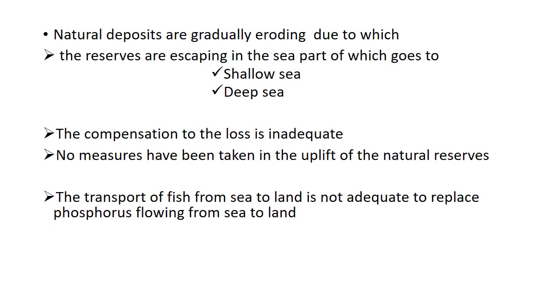The transport of fish from sea to land is not adequate to replace the phosphorus flowing from land to sea. There is a lot of phosphorus being leached out and run off into the oceans, but that balance of nature is not being maintained by the return of those phosphates back to the land. As you all know, phosphates are extremely important in protoplasm synthesis.